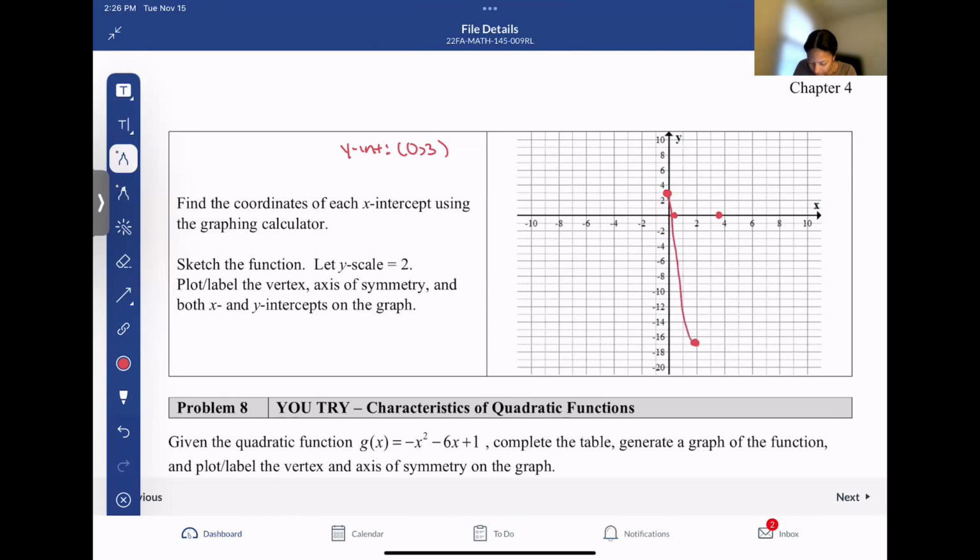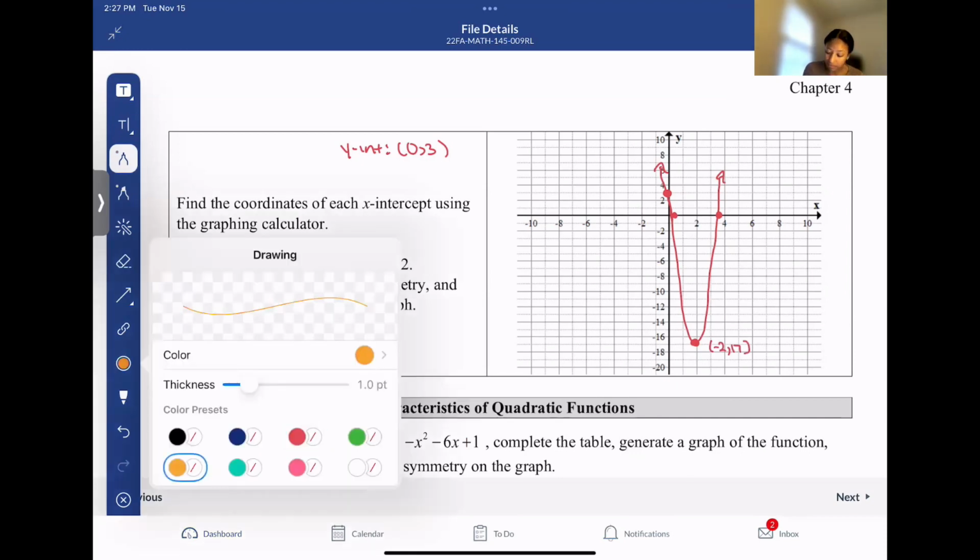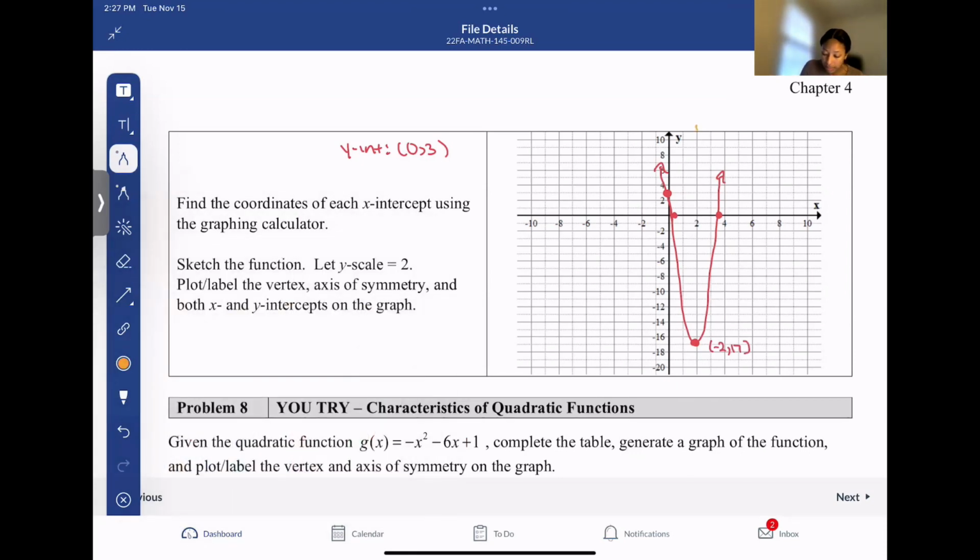All right, it's going to decrease, then increase, boom. And I should indicate that it keeps increasing on this side too. Boom. Ta-da, that's what our parabola looks like. We can label the vertex, 2, negative 17. We're also asked to draw the axis of symmetry and label that. The axis of symmetry, we usually draw with a dashed line. So it's this dashed line, x equals 2.